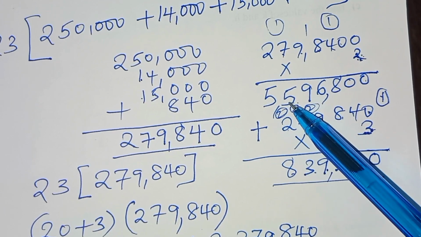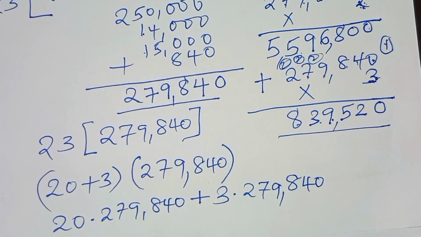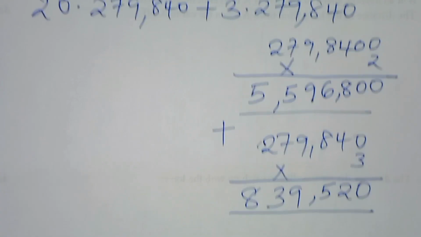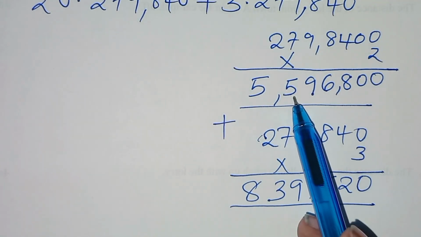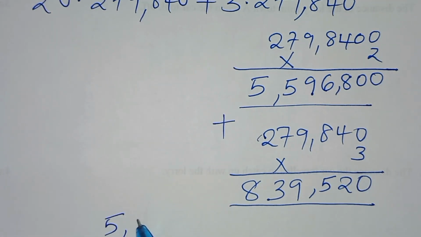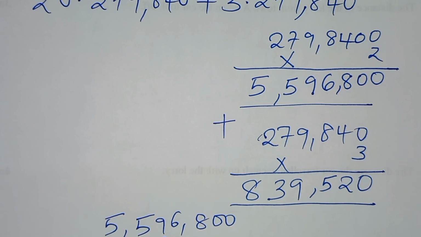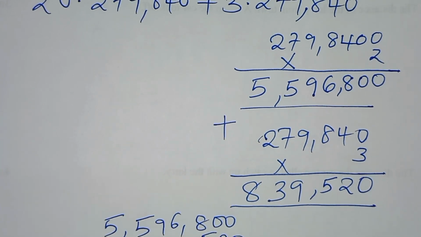That is 5,596,800 plus 839,520 as follows. Now here we have 5,596,800 plus we have 839,520. So let's add these two.